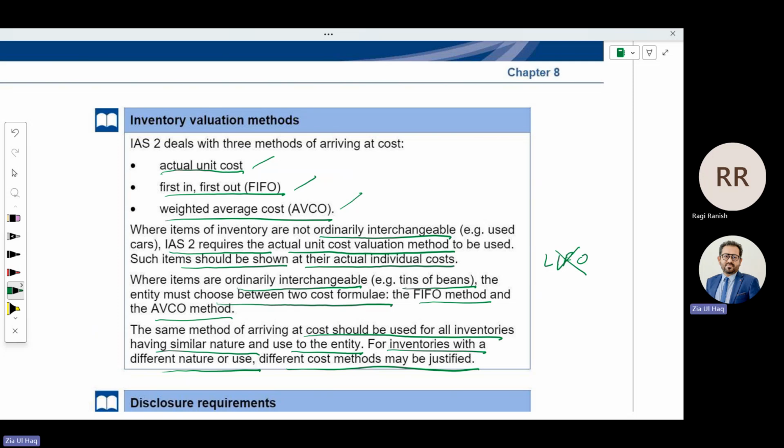If you are having 5 inventory types of similar nature, and you are measuring 3 on FIFO and 2 on AVCO, that will not be acceptable. Different nature inventory can be measured using different methods.